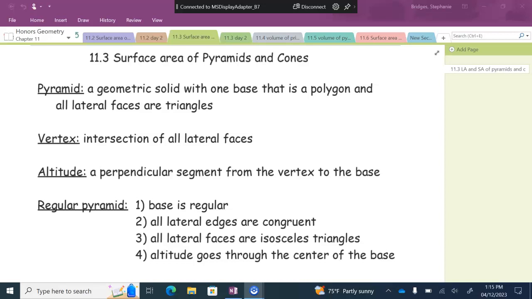Anyway, the altitude is inside of your pyramid. It goes from the vertex to the center of your base. Everybody see that? Look at my altitude. You see where it is? See how it's inside my pyramid? That is the height, yes. Your altitude and your height mean the same thing.